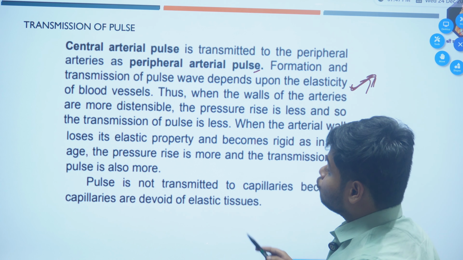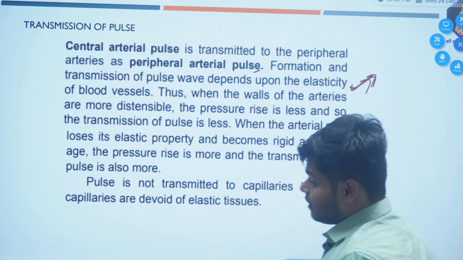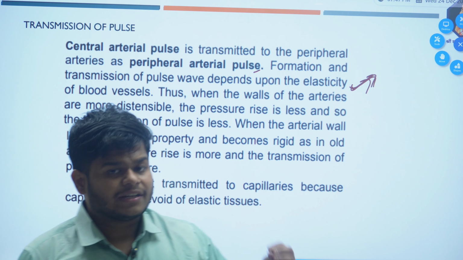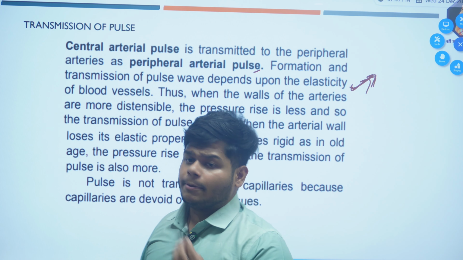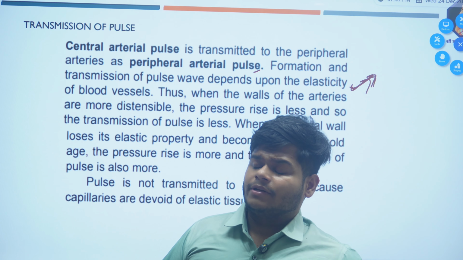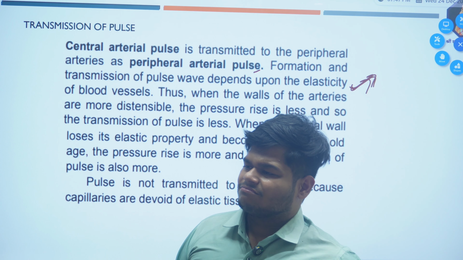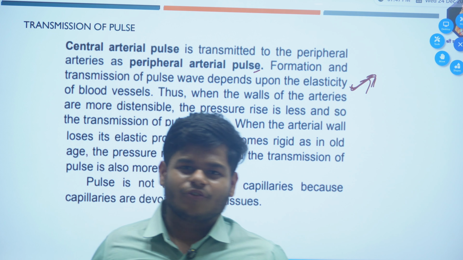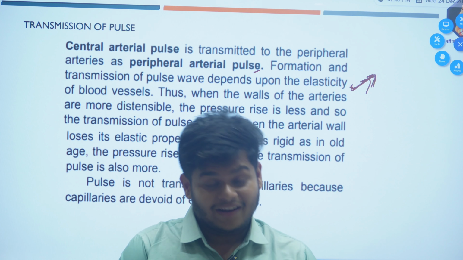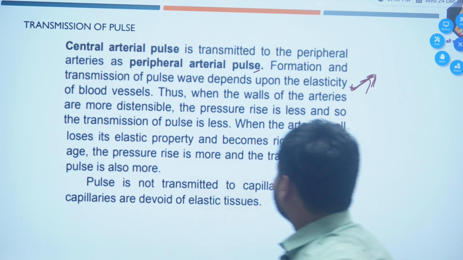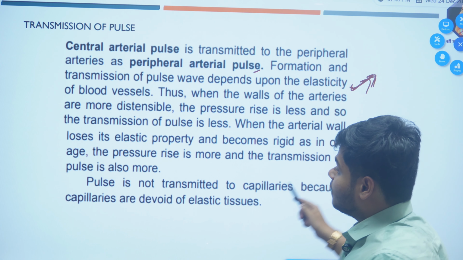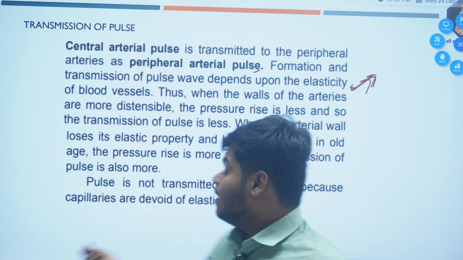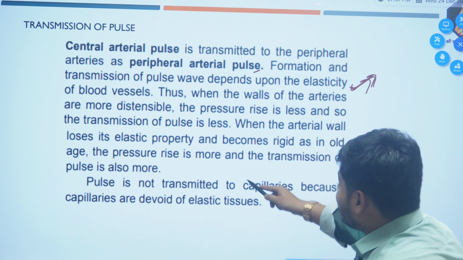But when the arterial walls lose their elastic property and become rigid, rigid arteries are seen mostly in old people, right? Seeing today's generation, we can see rigid arteries even after the 30s or 40s. When the arteries lose elastic property and become rigid, as in old age, the pressure rises more and the transmission of pulse is also greater. It doesn't mean that the pulse rate is more.